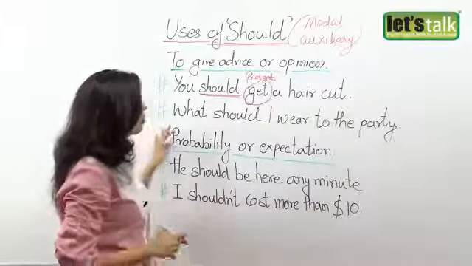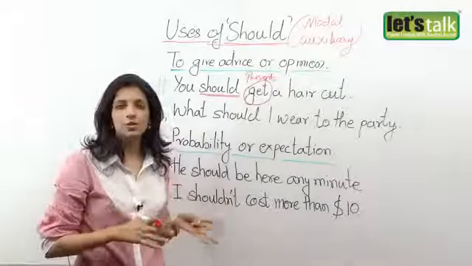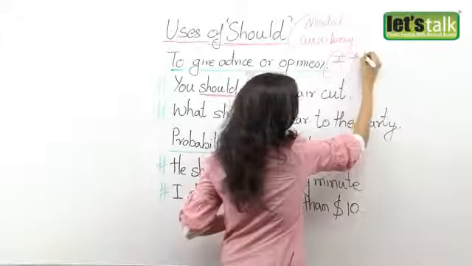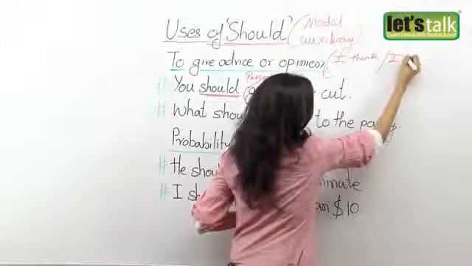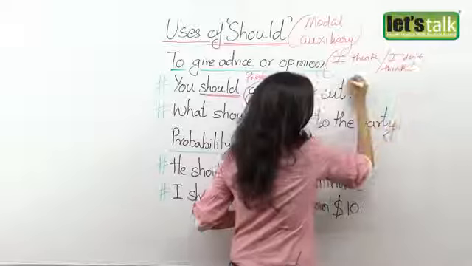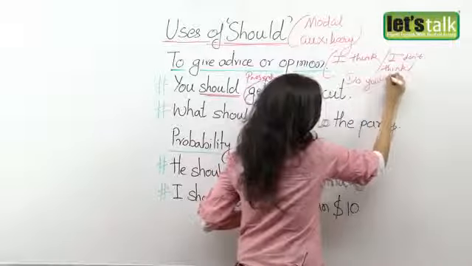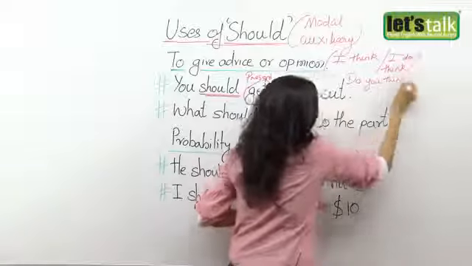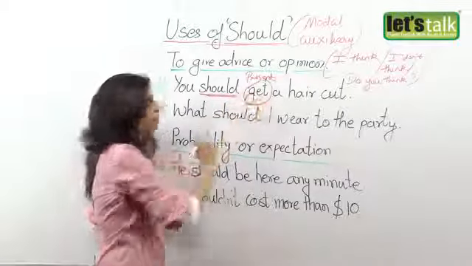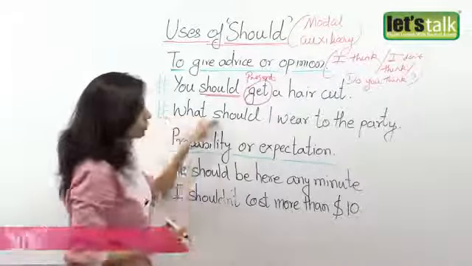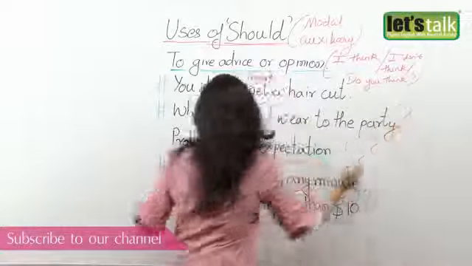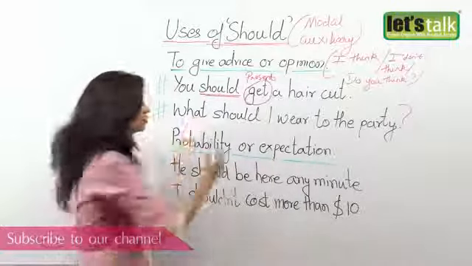Okay. Now should is often followed by, I think you should, I don't think you should, or do you think I should? So when you give an opinion or when you want to say something is correct, I can say, I think you should get a haircut. Or, in my next example, I have, what should I wear to the party? Or I can even ask, do you think I should wear a dress to the party? So when you ask for an advice or a suggestion or an opinion, you use should.